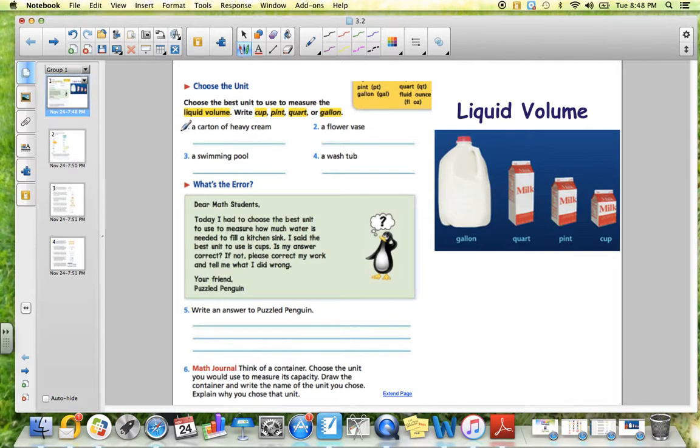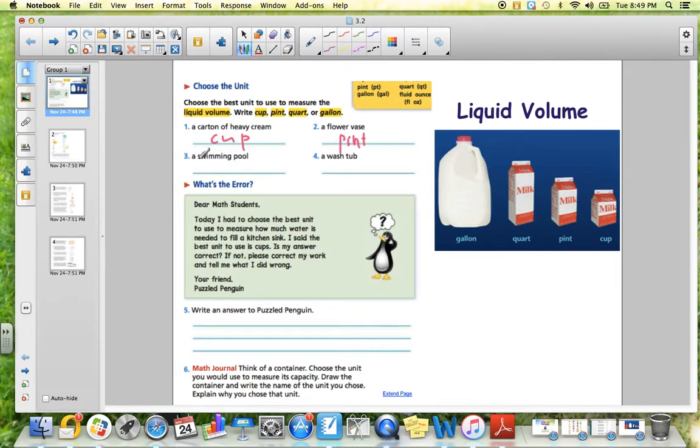So number 1, a carton of heavy cream. Well, a carton of heavy cream actually looks exactly like this, so I'm going to go ahead and say a cup. Okay, number 2, a flower vase. So if we go over and look at the picture again, I'm going to say a flower vase probably is similar to this size, so I'm going to go with pint. And make sure you're writing this in with me in your SAB.